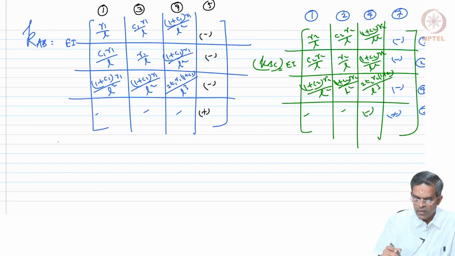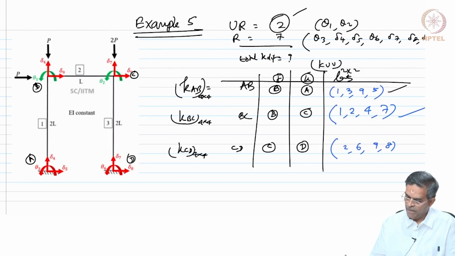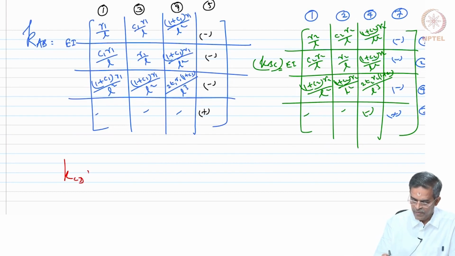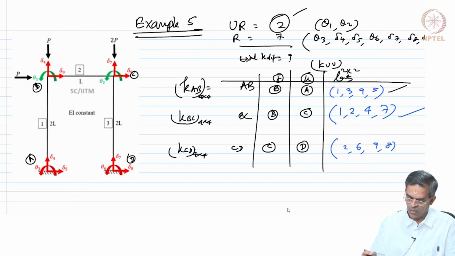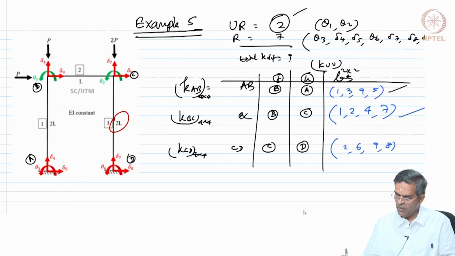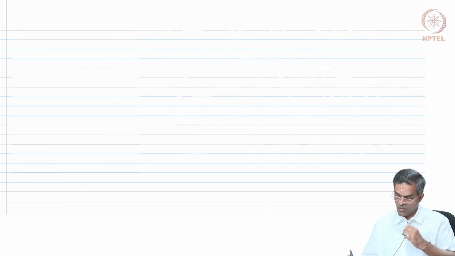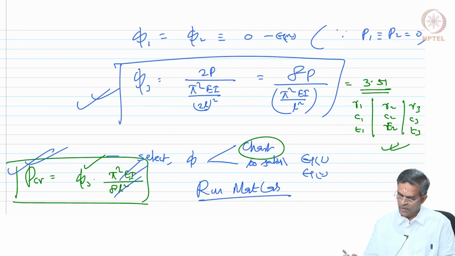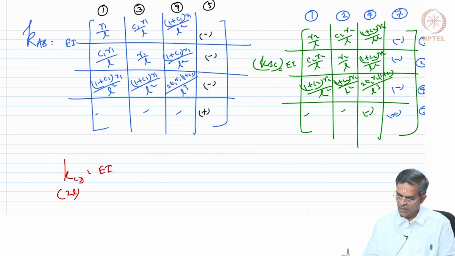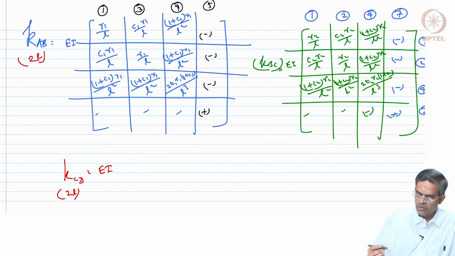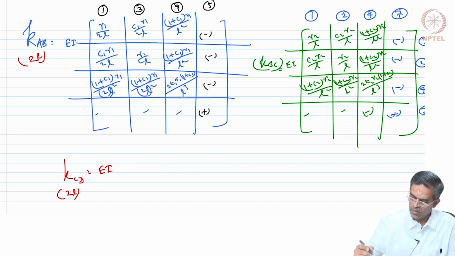So, let us do it for KCD, which is E times of, we should remember the length is 2L in this case, is it not? It's also 2L in this case, so we have to be careful. Even this also 2L. So, we should, I think, write 2L, 2L, 2L the whole square, okay.